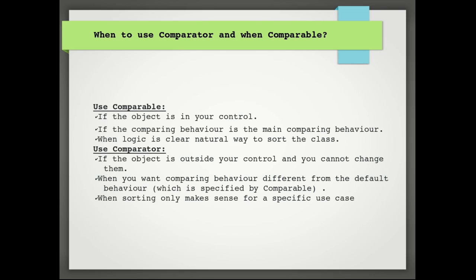But suppose we have a bean like employee and we need to sort that employee, there might be multiple ways to sort it, like sort by ID, sort by name, sort by salary. So in this way, according to the use case, we need to implement the comparator object and we can pass it within the sort method.